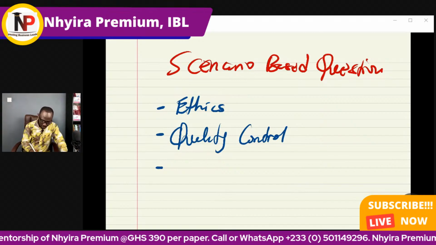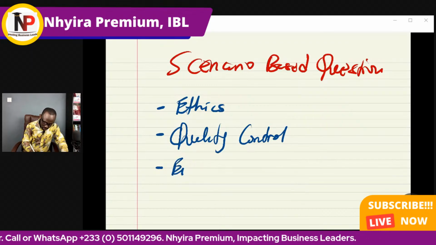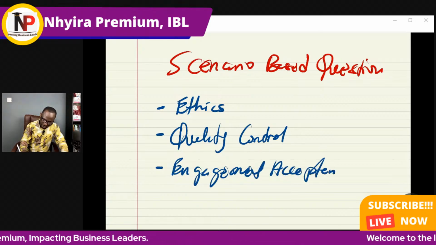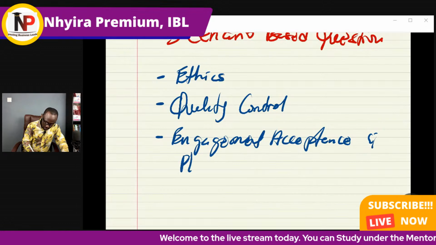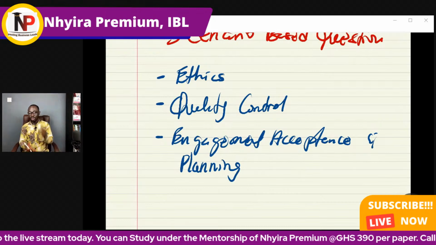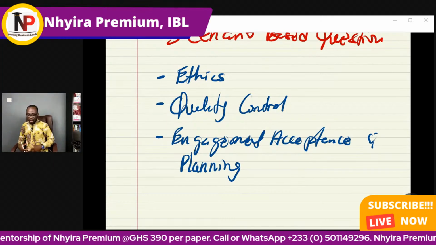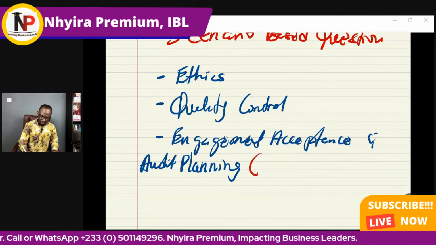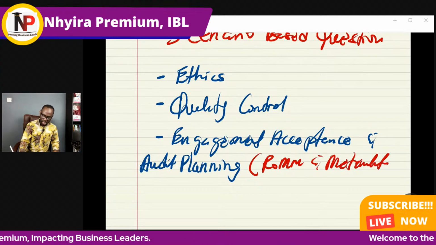Definitely, there will be a question for you on audit or engagement acceptance and planning. Very, very critical. What factors do you take into consideration before you accept an engagement? And then how do you plan it? There's a question waiting for you on that. When you're dealing with audit planning, risks of material misstatement as well as setting of materiality is very critical.